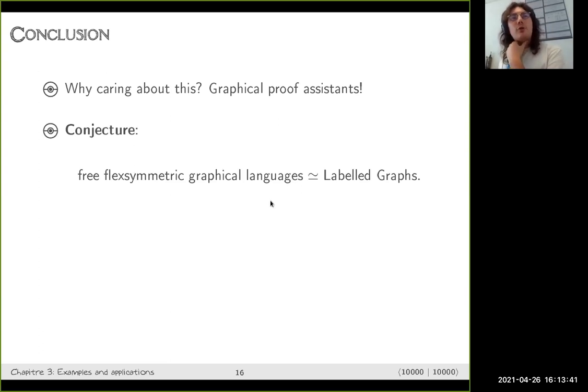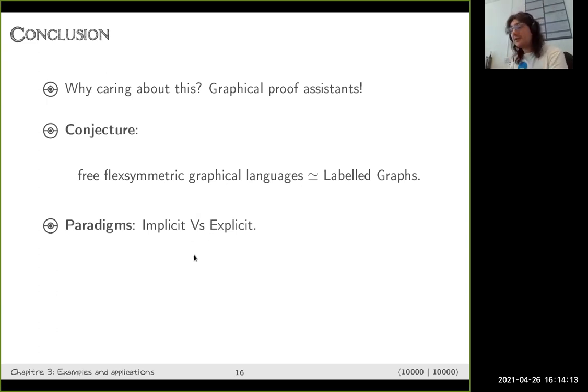Then there is a conjecture I have, that in fact the free FLEXSYMMETRIC graphical languages correspond exactly to a category of labeled graphs. So this will be kind of the coherence result that ensures that FLEXSYMMETRY is a good definition of only topology matter. I still need some work to prove it, but it's close. I believe in it. I think I have a good definition of a category of labeled graphs to do this.